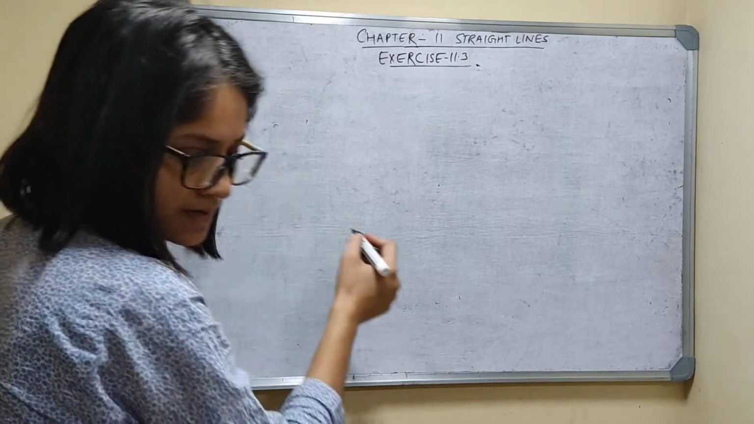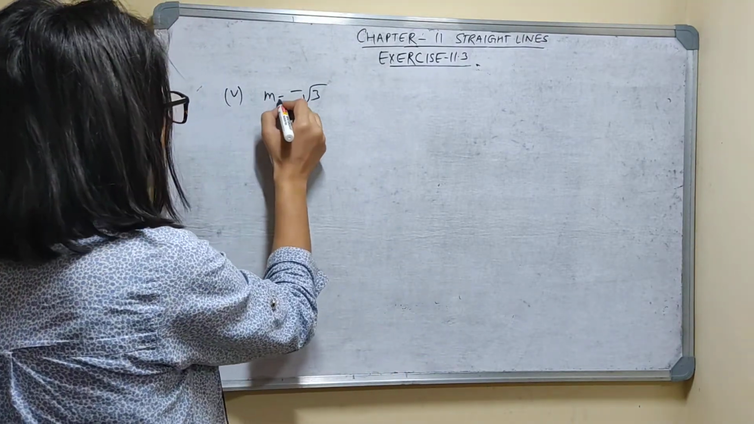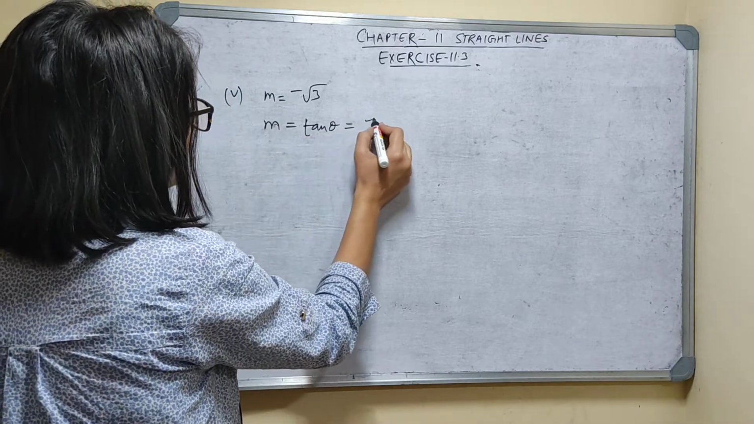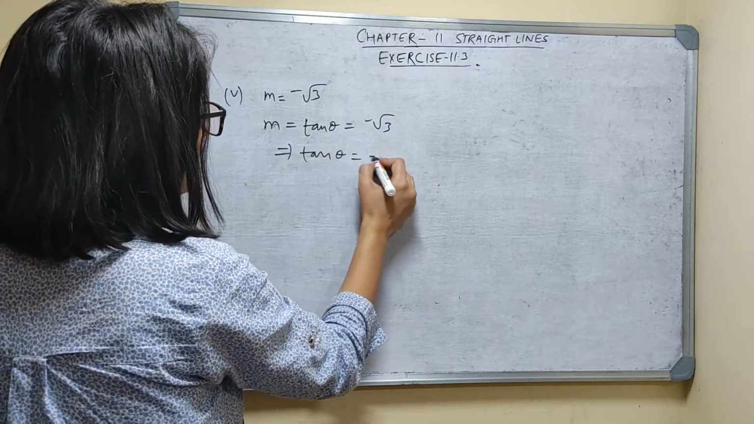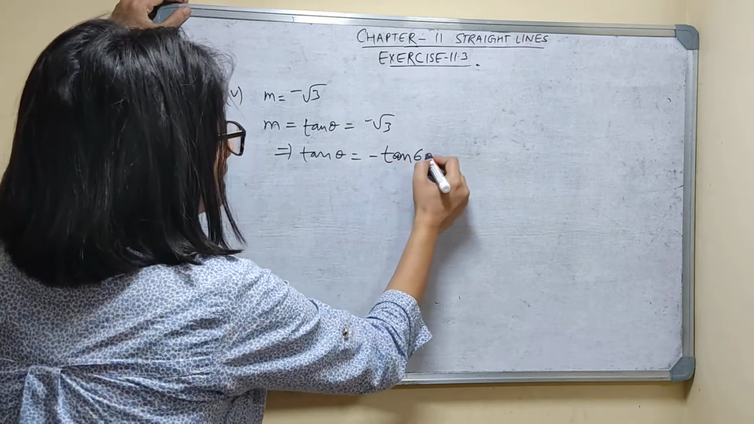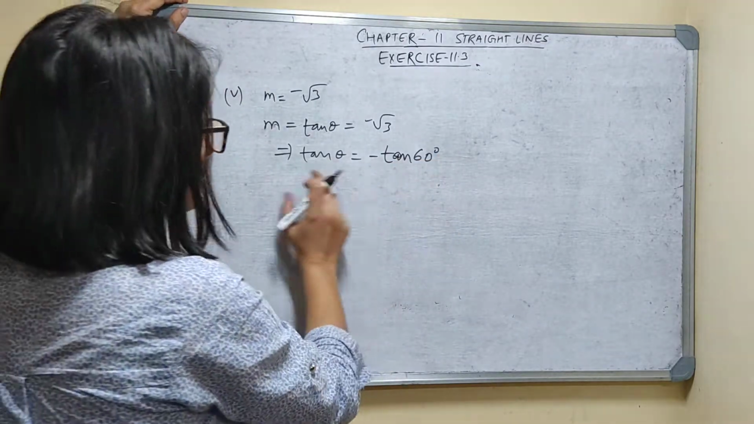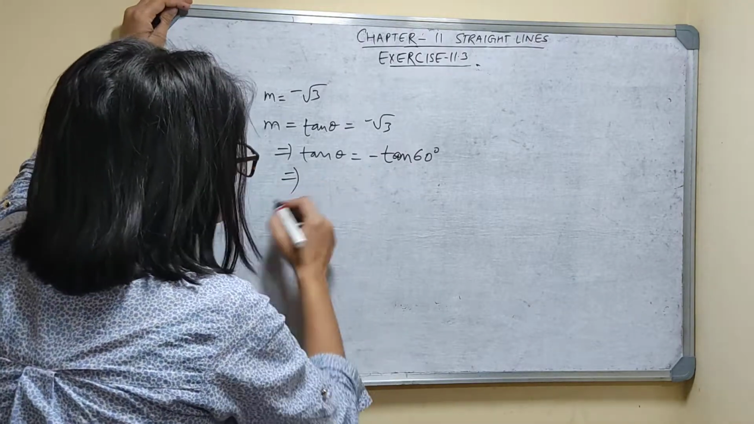Part 5th you can see minus root 3. It is given what? M. M is equal to tan theta. It is given minus root 3. You know tan theta is equal to, I need here what? Minus tan. I know value of root 3 is what? Tan 60 degree. But here tan theta and here it is minus tan 60. So I can't compare it. Because it is positive, here it is minus tan 60. So I have to make this also positive.